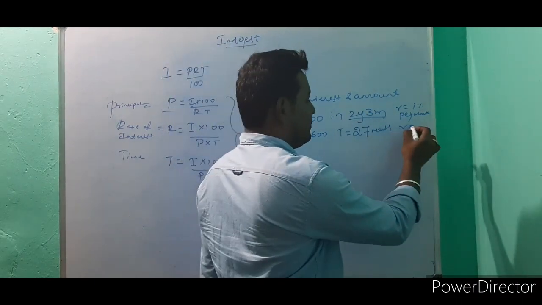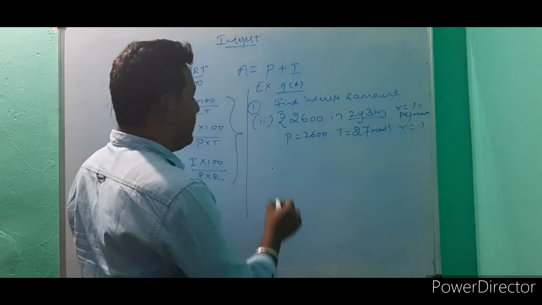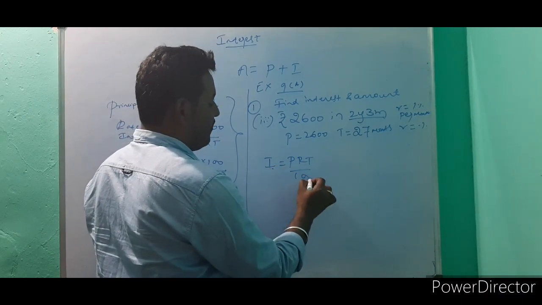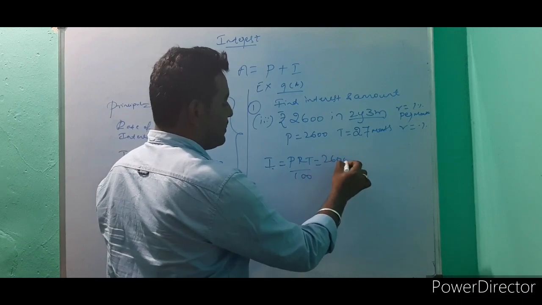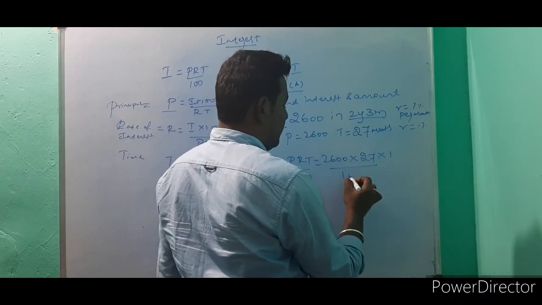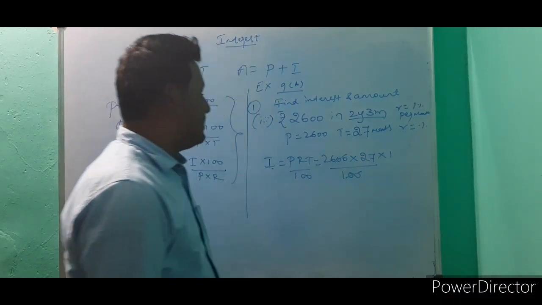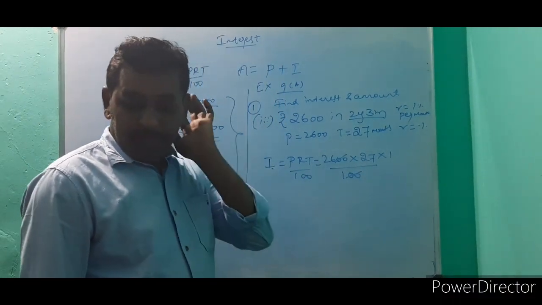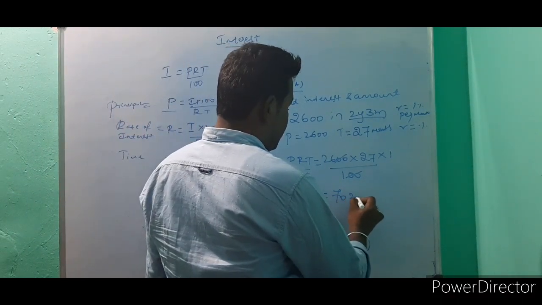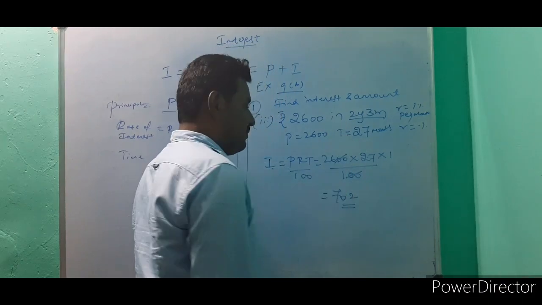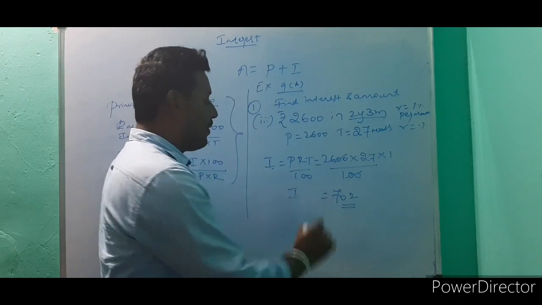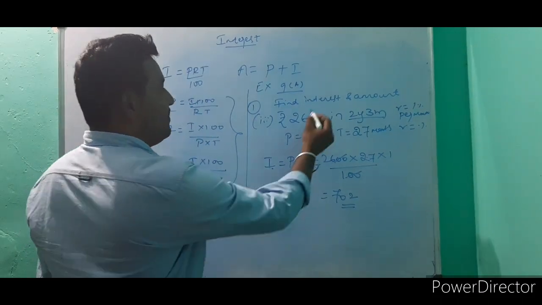Rate of interest is 1%. First we have to find interest. PRT divided by 100 is the formula. P is 2600 into 27 into 1 divided by 100. 100 and 00 get cancelled. If you multiply 26 into 27, you will get 702. So the interest we found is 702.